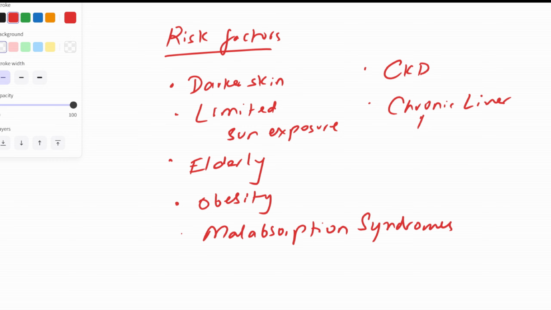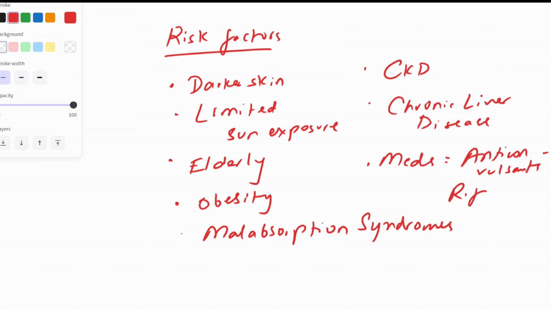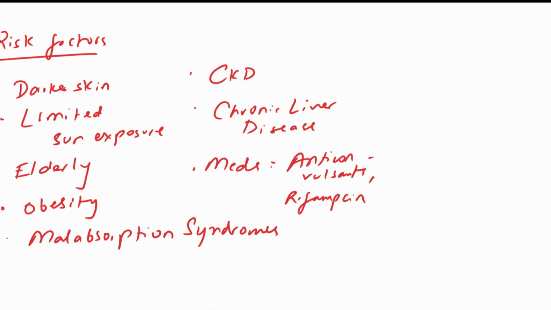Then there is chronic liver disease. So severe liver disease can impair 25 hydroxylation. Then finally, certain medications like anticonvulsants and rifampicin can increase vitamin D catabolism by inducing hepatic cytochrome P450 enzymes. Glucocorticoids can also interfere with vitamin D metabolism and calcium absorption.